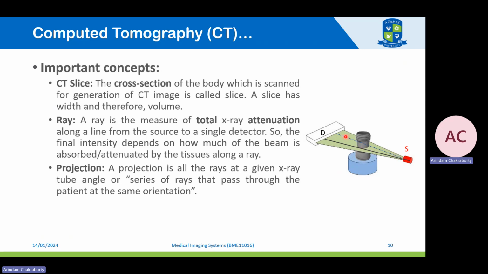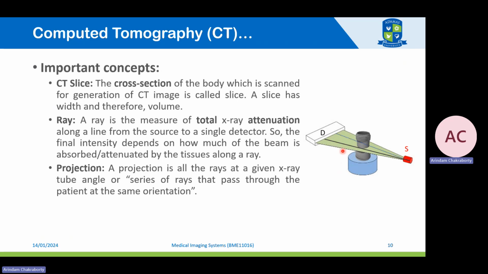The same can be said for this dotted green line. This is again a ray. So the final intensity of the X-ray depends on how much the beam is attenuated by the tissue along this line. This is what we get as an output, which we'll talk about later.